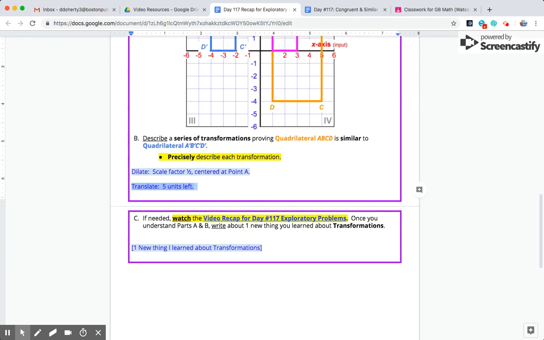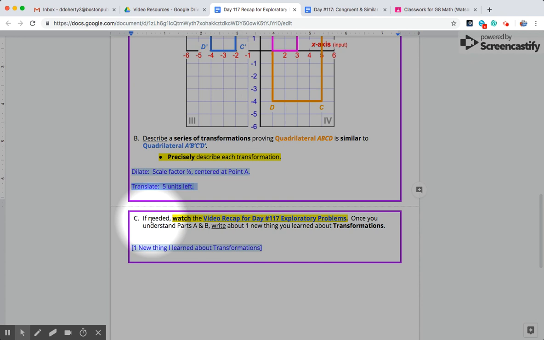I'm going to encourage and stress with all of you, make sure you are filling out part C, writing about one new thing you learned about transformations from today's Explore problems before you move into the practice problems today.